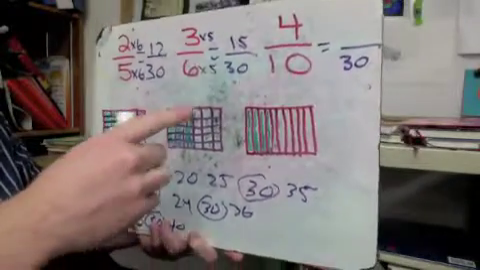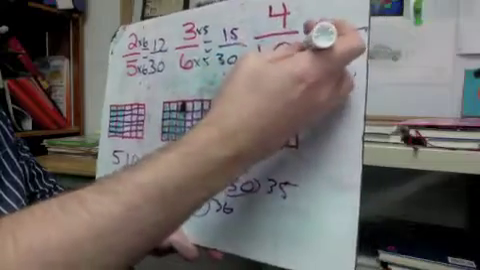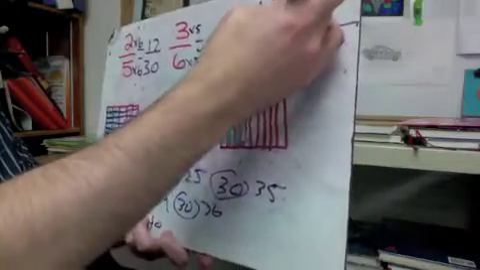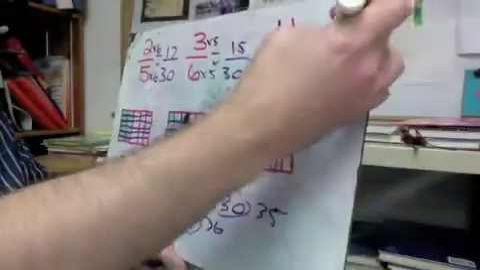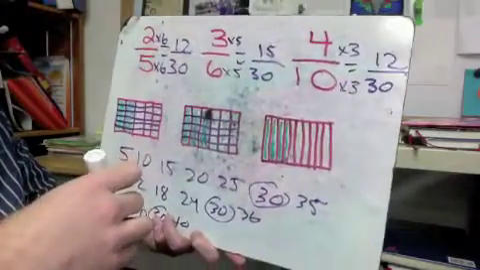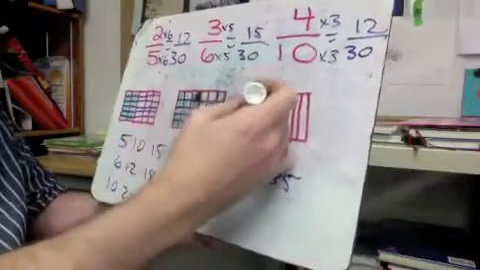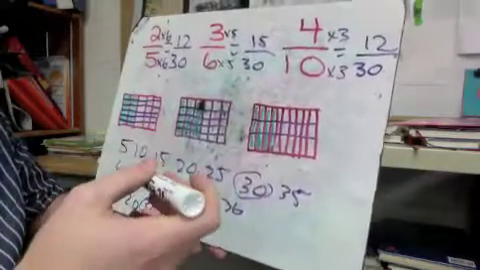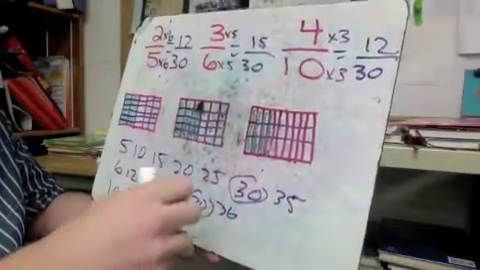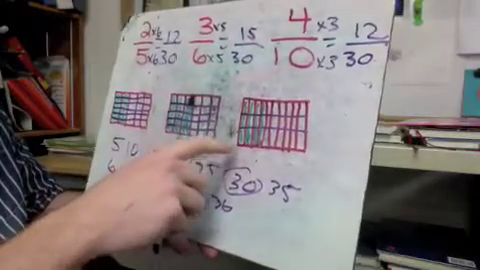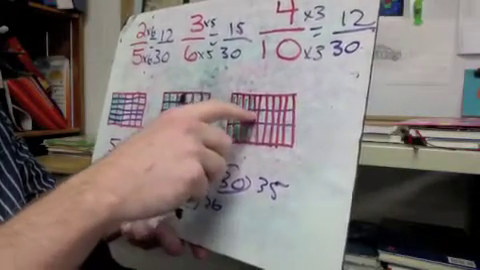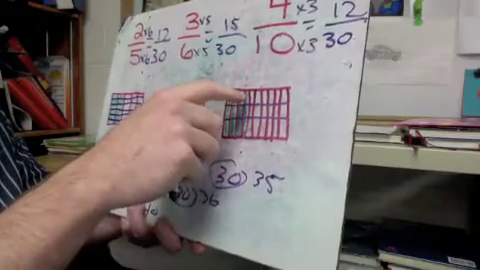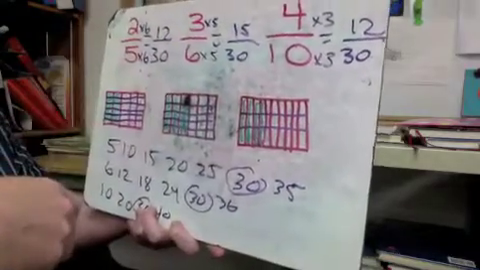And then my last one, 10 times what is 30? That's going to be 10 times 3, which is going to be 4 times 3, which is going to be 12. So I'm going to need to split this into thirds. So now if I count, I should have 12/30ths. I'm going to have 30 because 10 times 3 is 30, but if I count this up, 1, 2, 3, 4, 5, 6, 7, 8, 9, 10, 11, 12. 12/30ths. Okay?